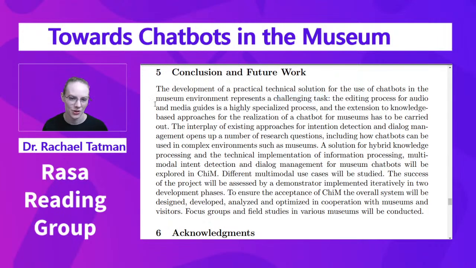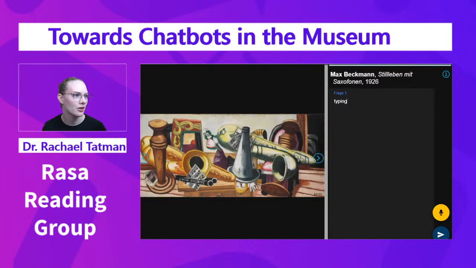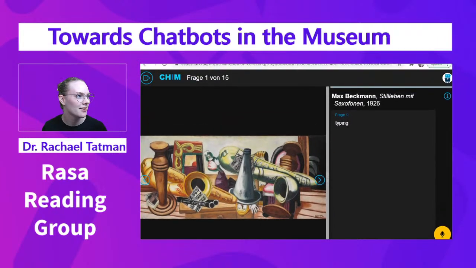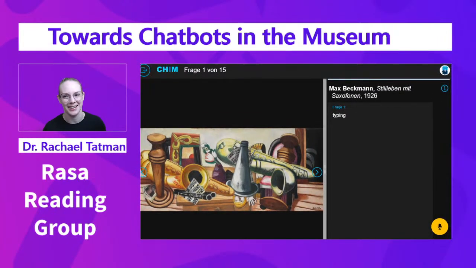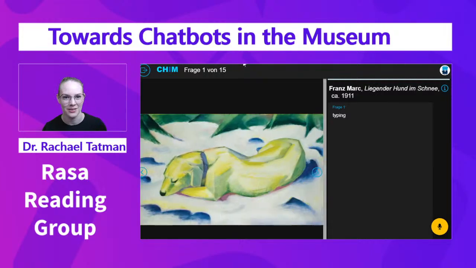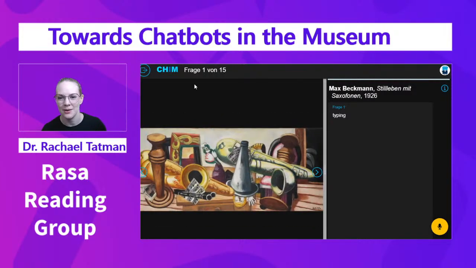The editing process for the audio and media guides is a highly specialized process. And the extension of knowledge-based approaches for the realization of a chatbot for museums has to be carried out. Yeah. And in this one, I don't think you can see, but they say that there are 15 pieces of art in here. And you can sort of, oh, no, that's not what that means at all.